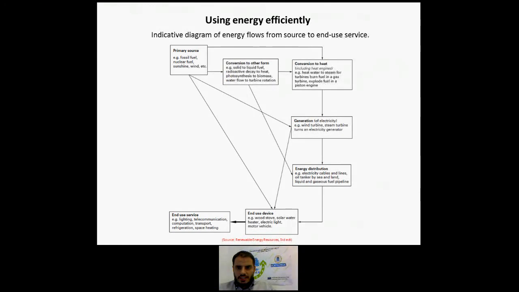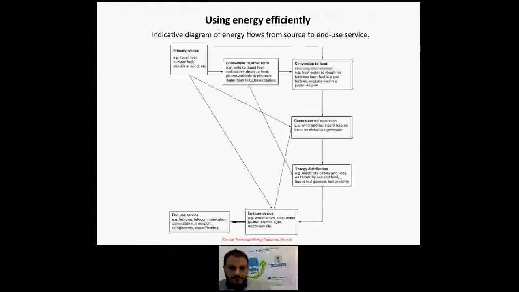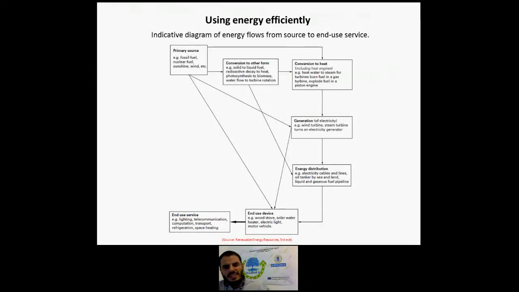Now here we can see the diagram. That's an indicative diagram of energy flows from source to end-use service. Note how different routes depend on the technologies concerned. For instance, from wind to lighting in the diagram may require 2 steps, yet from nuclear fuel to lighting requires 4 steps. At each step, there is a loss of energy since no transformation is 100%.